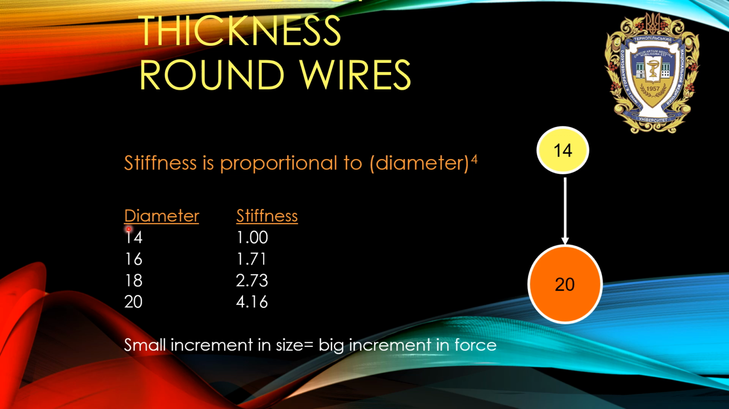As you can see, like 0, the initial point is diameter 0.14. But if we increase the diameter by nearly 70%, stiffness will increase more than 4 times. So the conclusion: a small increment in size will give us a big increment in force.